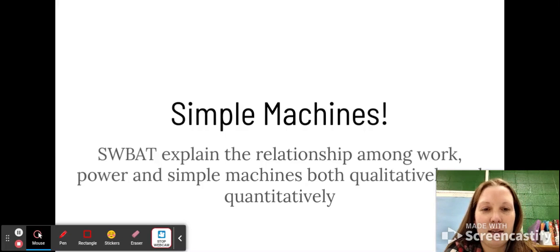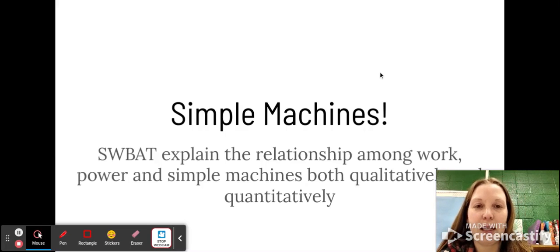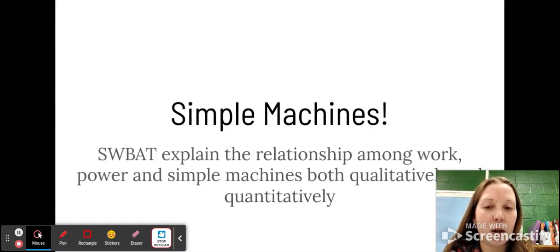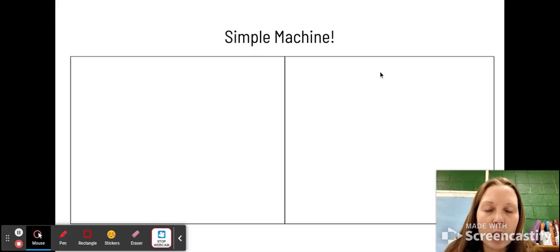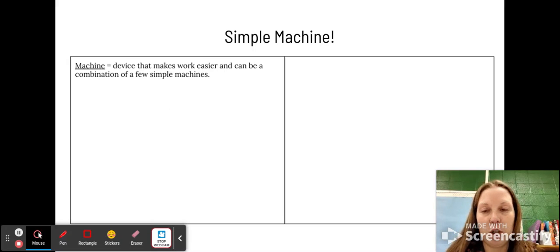Hey everyone, this is our lesson on simple machines, and by the end of this lesson, you should be able to explain the relationship among work, power, and simple machines, both qualitatively and quantitatively. So today we're going to focus on what a simple machine is, and then we'll talk about the math that goes with simple machines in the next lesson.